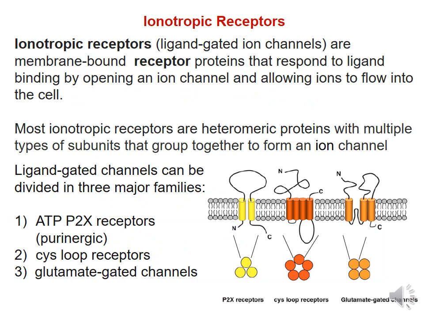So, ionotropic receptors are also called ligand-gated ion channels, and are membrane-bound receptor proteins that respond to ligand binding by opening an ion channel or pore and allowing ions to flow into the cell. And they can have both excitatory and inhibitory functions. Most ionotropic receptors are heteromeric proteins with multiple types of subunits that group together to form an ion channel.